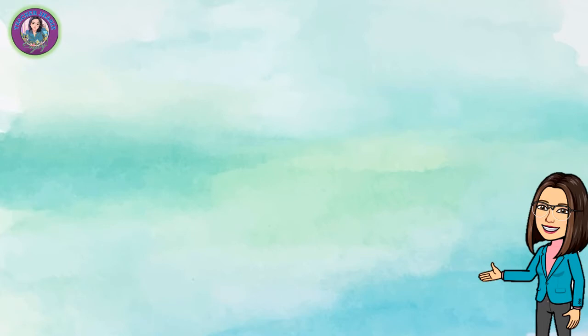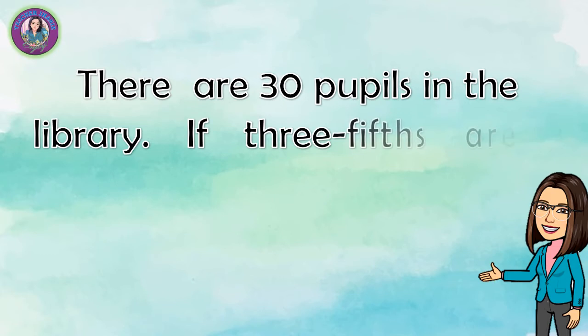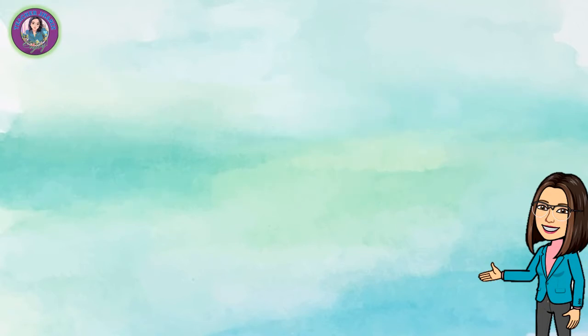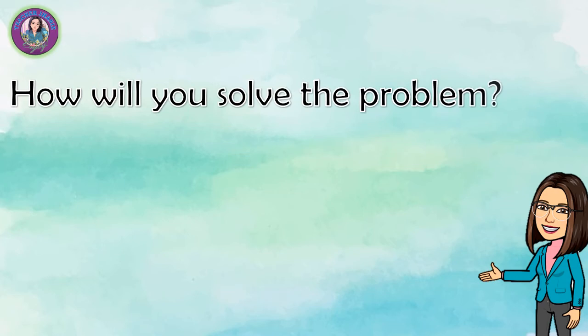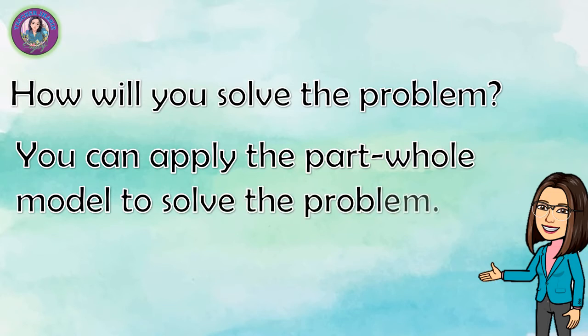Let's have this story problem. There are 30 pupils in the library. If 3/5 are boys, how many are girls? How will you solve the problem? You can apply the part-whole model to solve the problem.